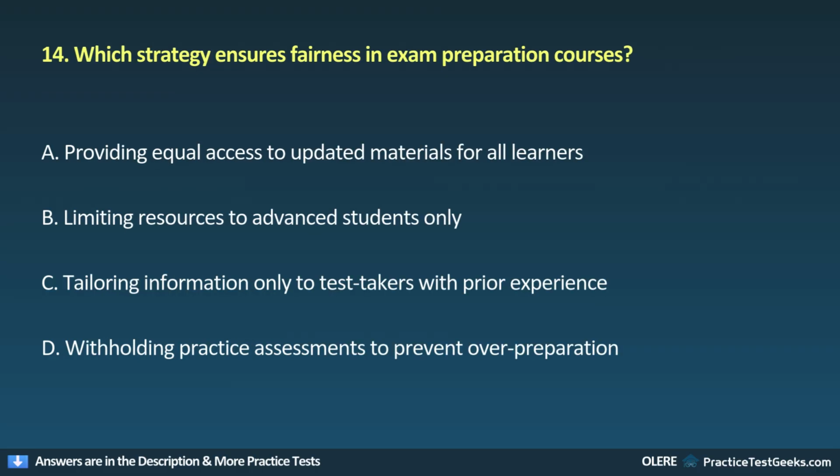14. Which strategy ensures fairness in exam preparation courses? A. Providing equal access to updated materials for all learners. B. Limiting resources to advanced students only. C. Tailoring information only to test takers with prior experience. D. Withholding practice assessments to prevent over-preparation.